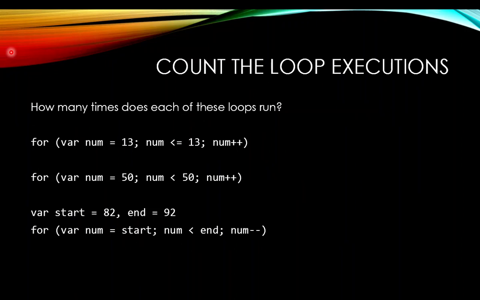Now, another good practice for your brain is to look on paper and see if you can figure out how many times each one of these loops is going to run. So stop and think about these things. So the first one, if we start at 13, and we continue while the number is less than or equal to 13, and we increment by 1 each time, how many times is this going to run?